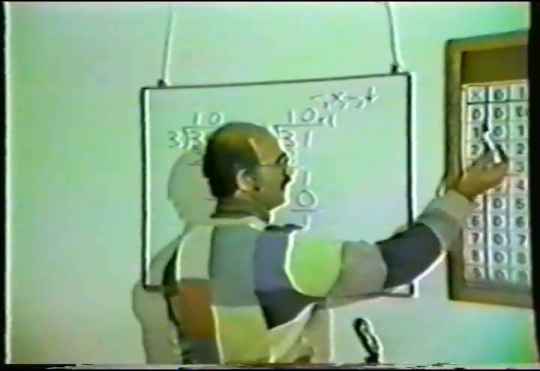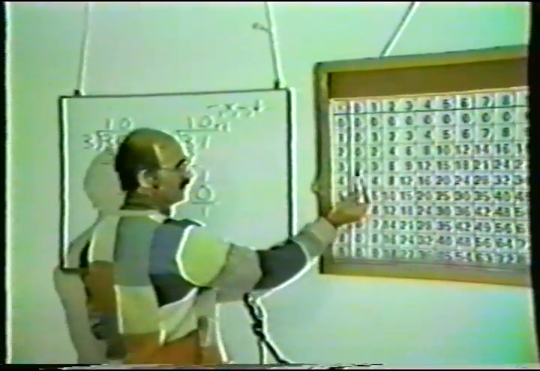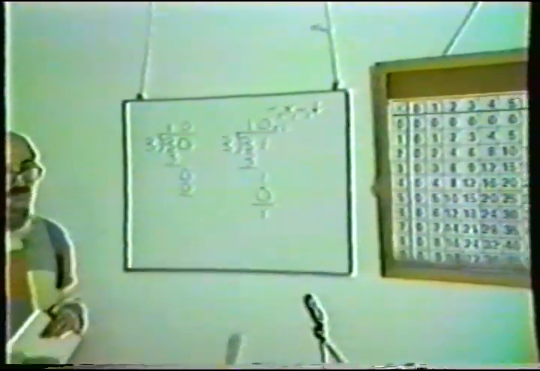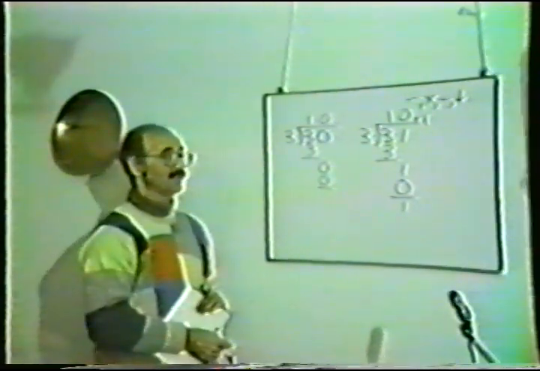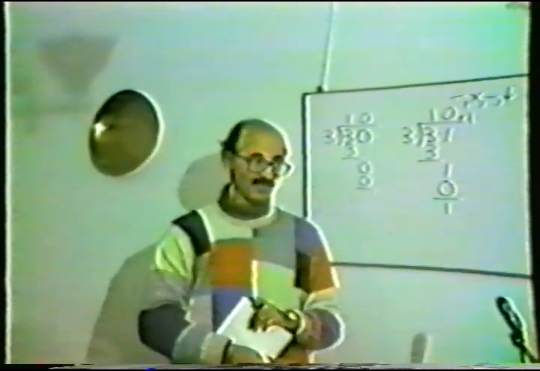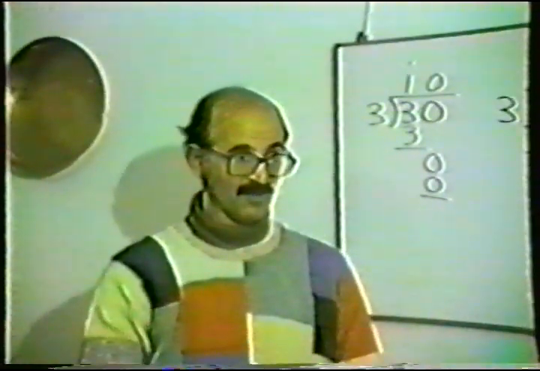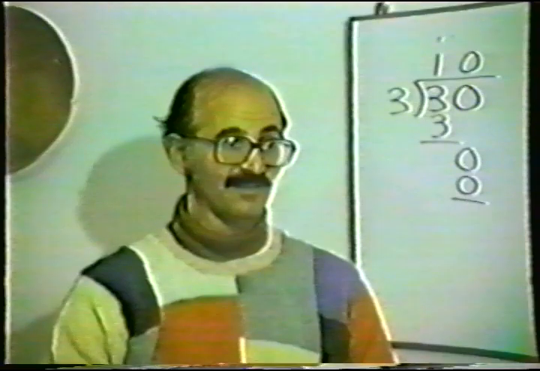0 times 3 is 0. Sometimes children will try and convince you that 0 times 3 is 3. And then you have to give them 3 Astralis 0 times and tell them to go out and buy something. Then they know.